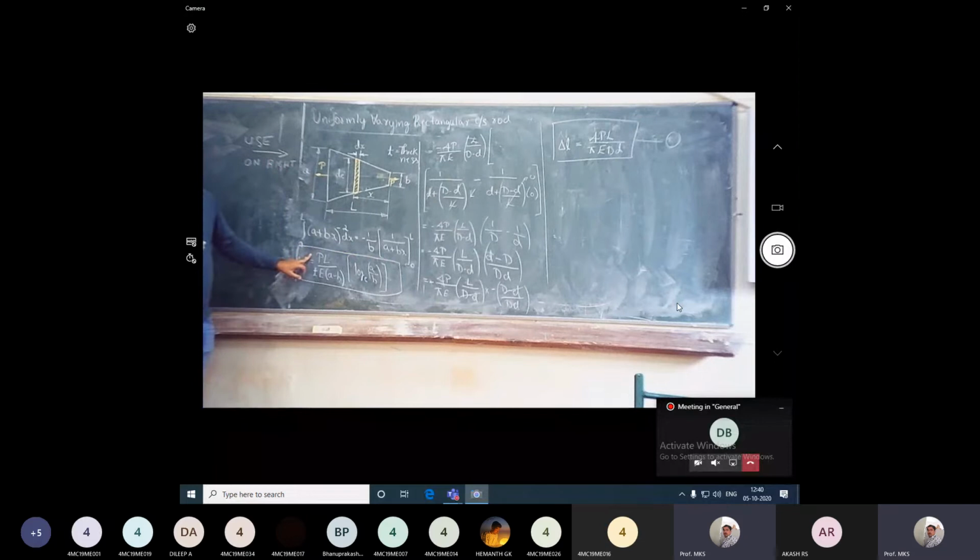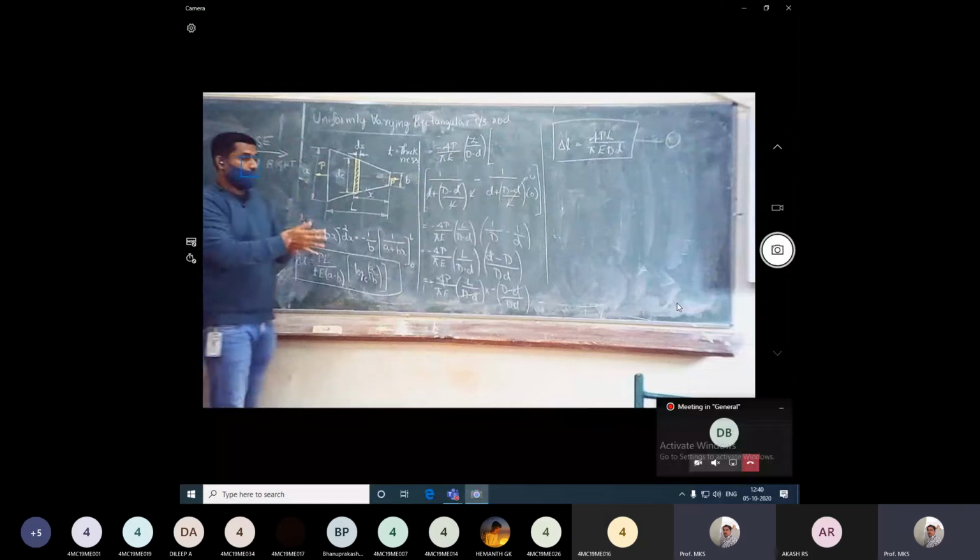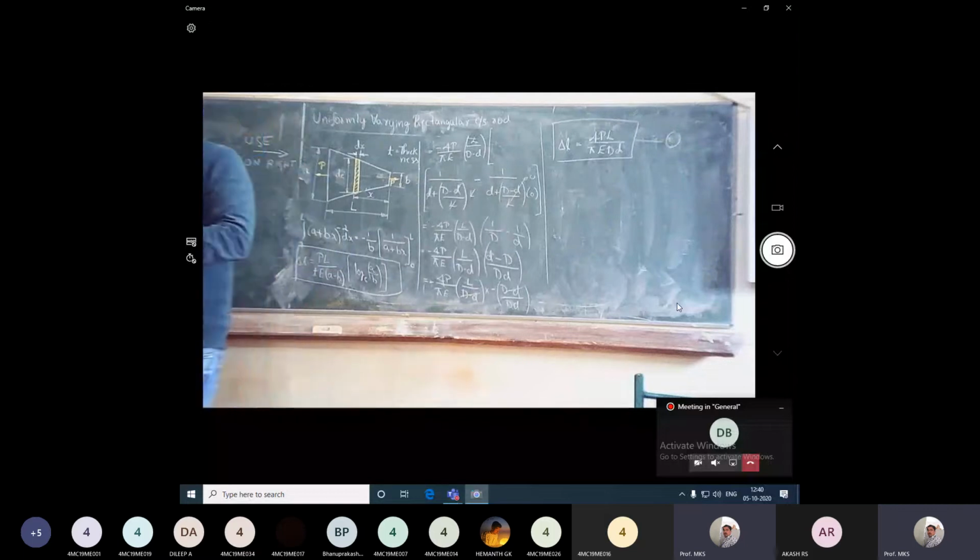Also, you need to remember this equation for rectangular cross section rod. Either of the one you will get in the exam as a derivation. It is important. Derive the expression for change in length for circular cross section rod or rectangular cross section rod.